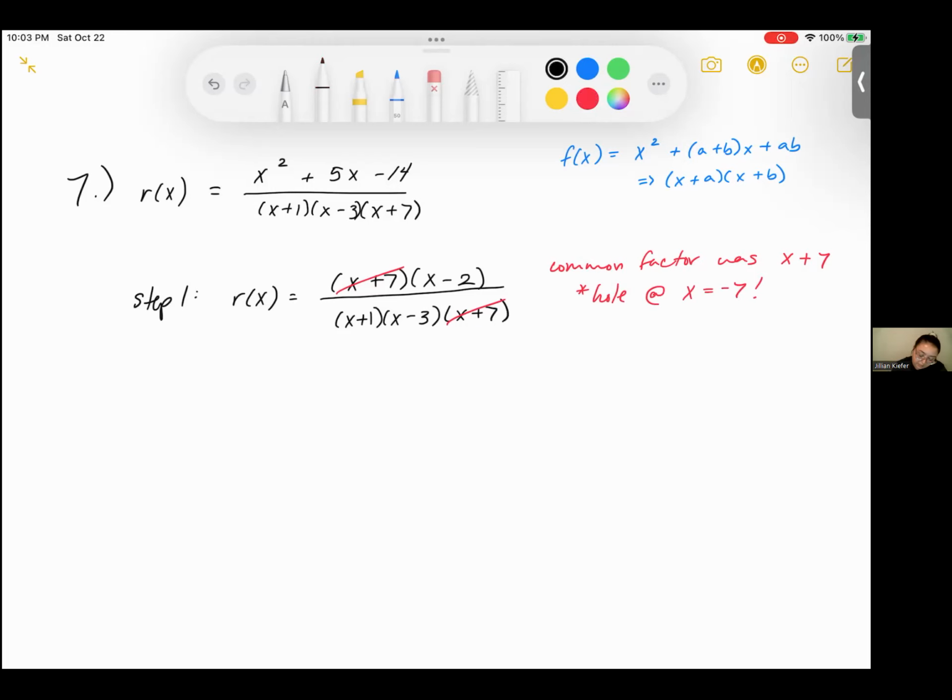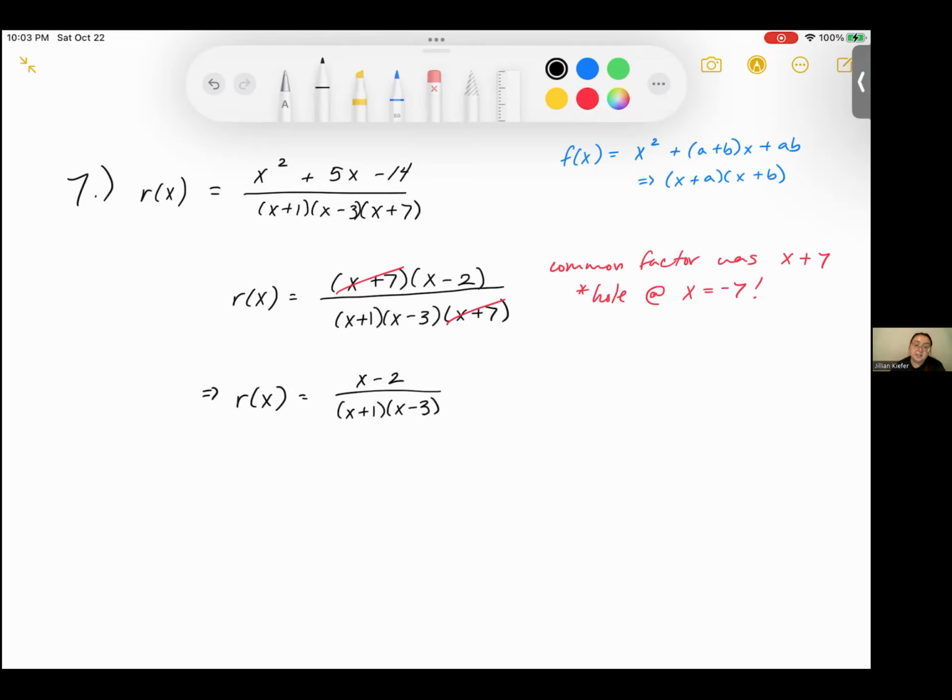But our resulting function now, r of x, is equal to x minus 2 divided by x plus 1 times x minus 3. And we have a much simpler problem now in this case. So we can remove this step if you want. You can leave the step there. We're not graphing a function or anything like that. So you can still follow the steps that we have from section 3.6, or you can just solve for the things it's asking for. So we've got our function r of x here.